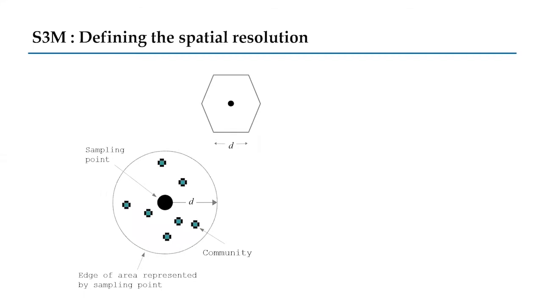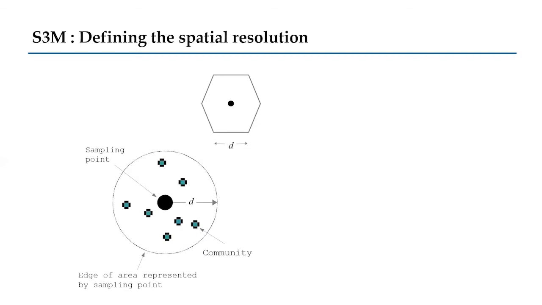So let's have a look at the spatial resolution that we get in this sample. Each hexagonal tile in the grid, or in the virtual hexagonal grid if you're using a rectangular grid, has a side, and we'll call that side D. Communities are no more than D away from a sampling point.